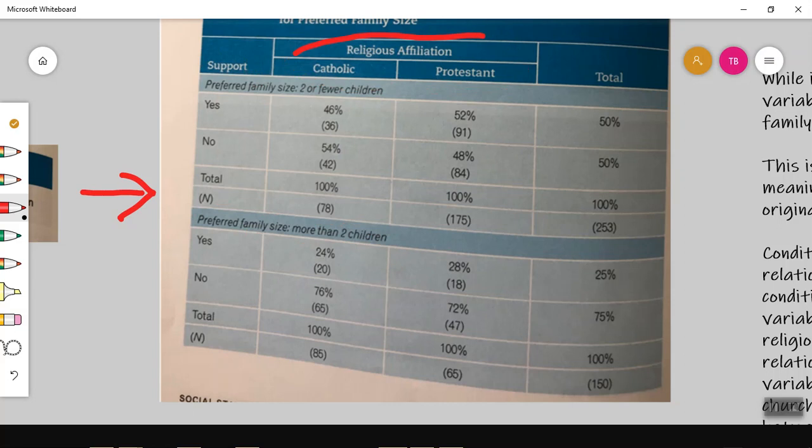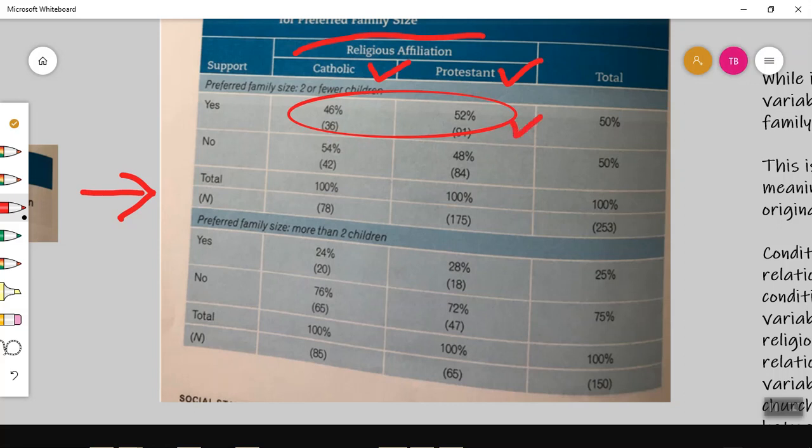So just to kind of clear that up a little bit. You can see here, preferred family size of two or fewer children. And it seems to be almost the same. So what you're essentially looking for here is that once you add a new variable, you want to start to see if that takes care of the difference. So now you start to see that no matter what religion somebody is, whether Protestant or Catholic, if they support having smaller families, they support abortion at about the same rate.